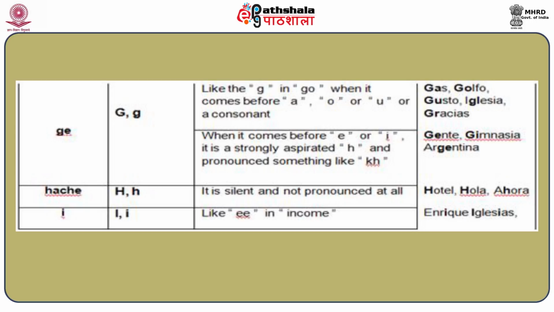H, which is pronounced as H, is always silent and it will not be pronounced at all. So H in Spanish is known as H and it will be silent. For example, hotel, hola, ahora. I is pronounced as E. For example, Enrique Iglesias.